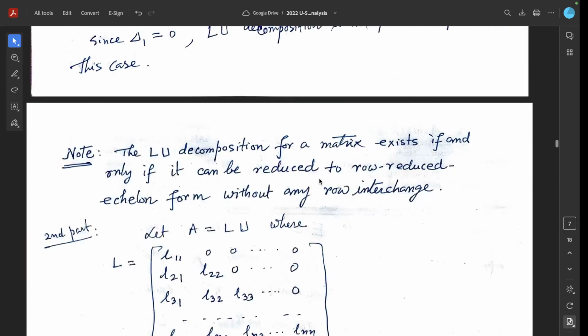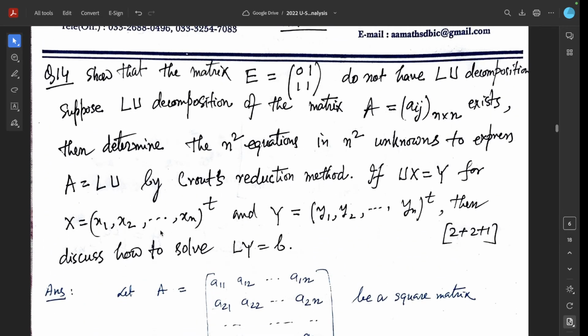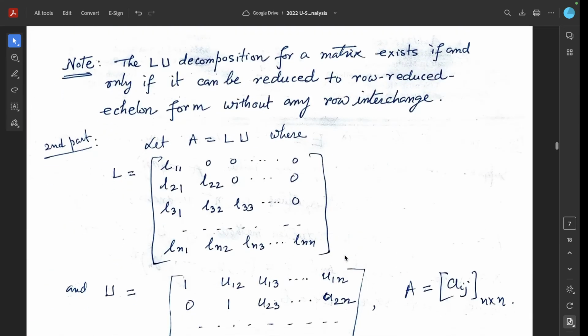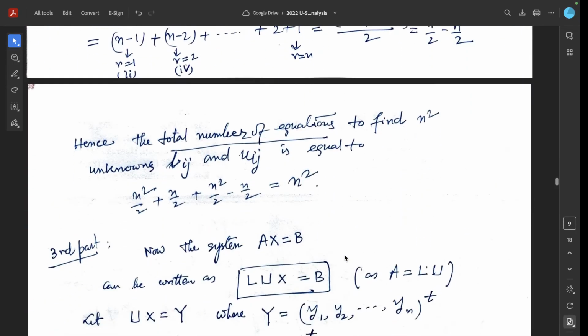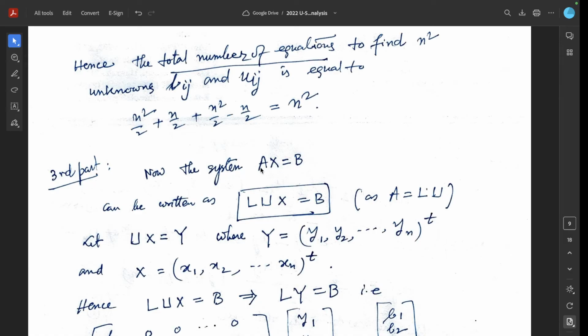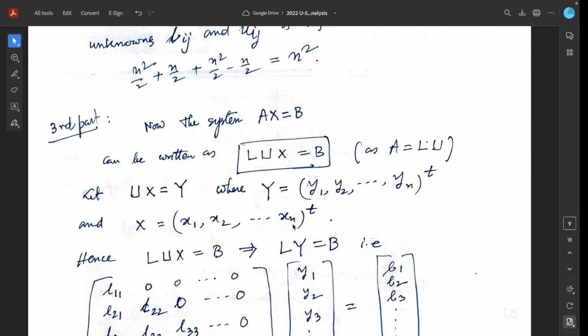Next, third part of this question. If Ux equal to y for x equal to this and y equal to this, then discuss how to solve Ly equal to b. Now the system Ax equal to b, and A equal to LU. So we can write LUx equal to b, and set this Ux equal to y, where y is the column vector y1, y2, yn, and x is the column vector x1, x2, xn.